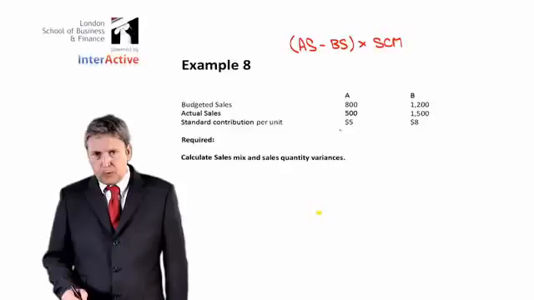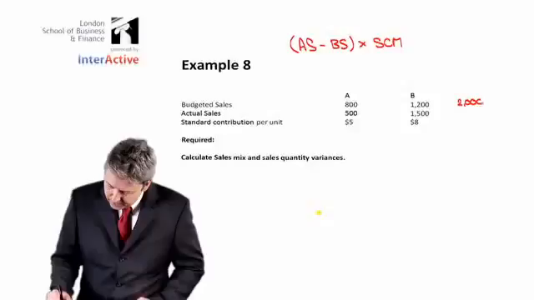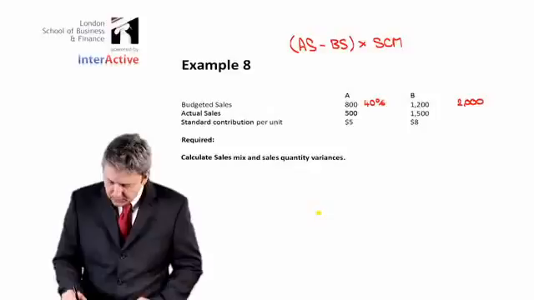Now, where do we get the standard or expected mix from? Well, it's not difficult. We already have it in front of us. If we total the budgeted sales, we have 2,000. And therefore, if we look at the budgeted sales in terms of mix, couldn't we say that 40% of them relate to A and 60% of them relate to B?